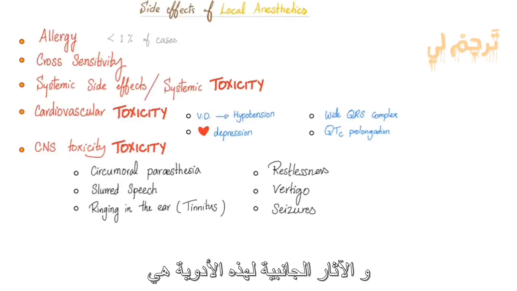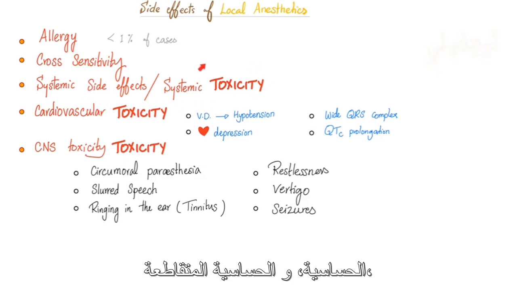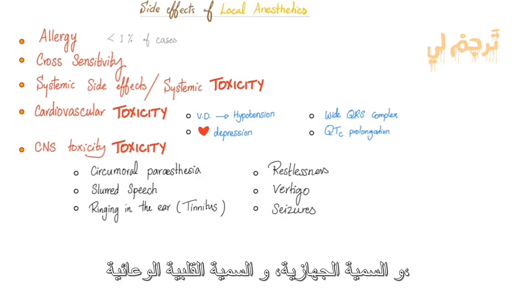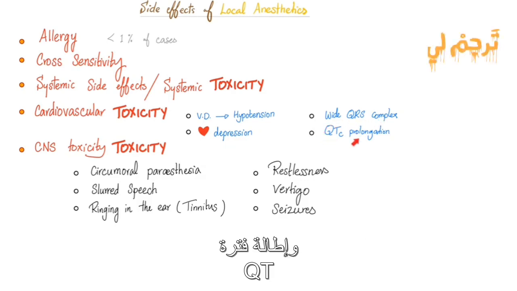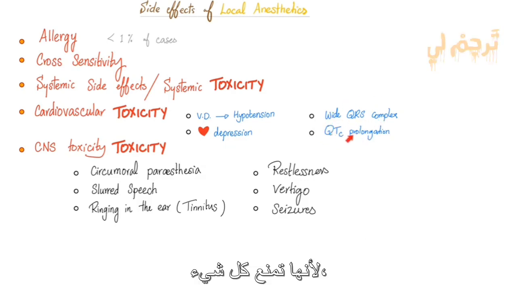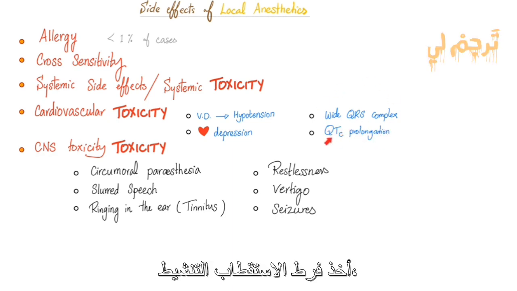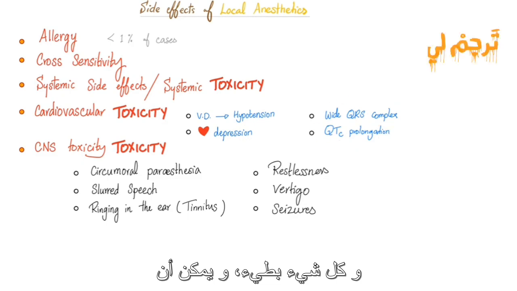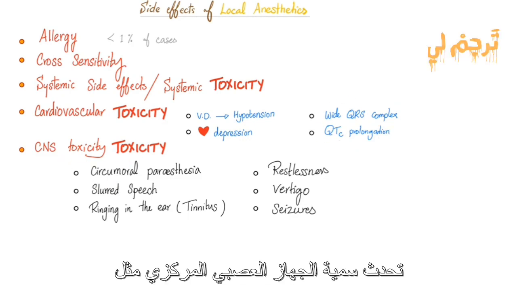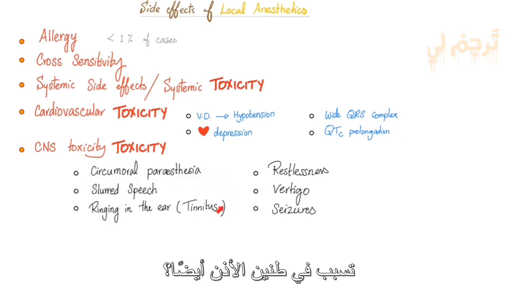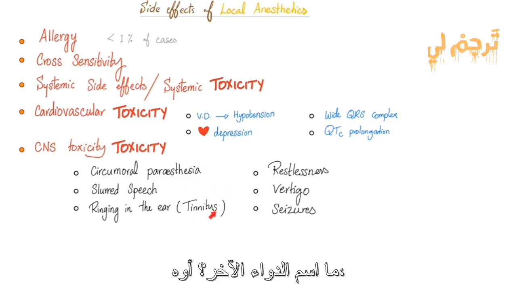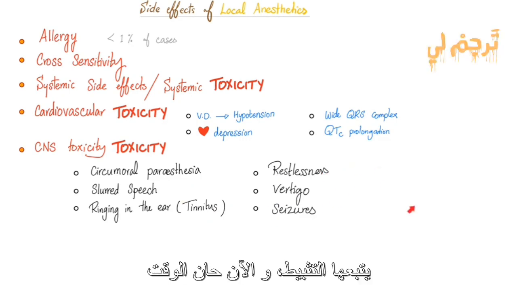Side effects of these doofuses: allergy, cross-sensitivity, systemic toxicity, cardiovascular toxicity. They cause hypotension, cardiovascular depression, widen the QRS complex, and they prolong the QT because they are inhibiting everything. The essence is to inhibit the sodium channel. Hashtag hyperpolarization, hashtag inactivation. Everything is slow. CNS toxicity can happen, such as circumoral numbness, slurred speech, tinnitus. Who else caused tinnitus? What's the name of the other drug? Oh, aspirin. Restlessness, vertigo, seizures, excitation, followed by inhibition.